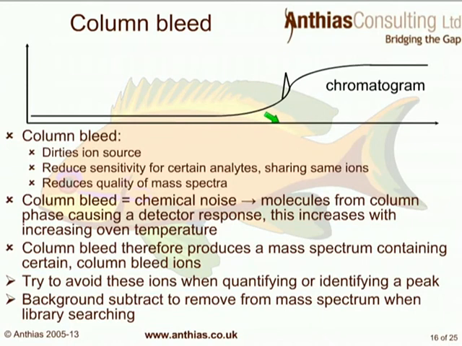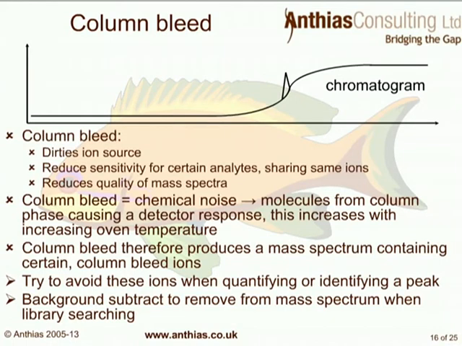It also reduces the quality of the mass spectrum, meaning that when we do library searching, we won't get such a good similarity of match, because our mass spectrum will also include the bleed ions from the column. The column bleed itself is chemical noise. It's molecules from the column phase which is causing a detector response. And as I said, it increases with increasing oven temperature. If we just did a blank run with no compounds at all injected, we would still get a chromatogram and at each point a mass spectrum.